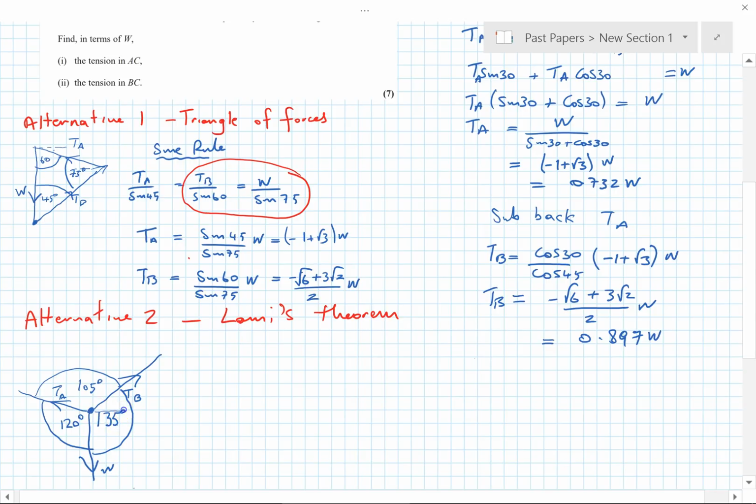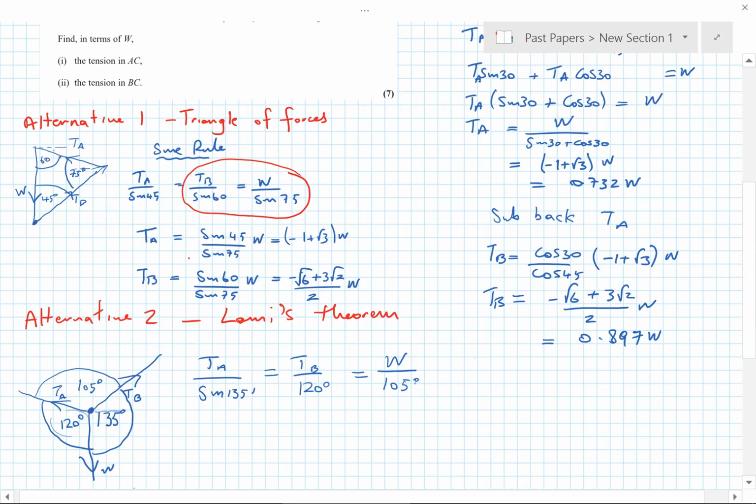So in other words, we've got TA over sine 135 degrees, because the 135 is opposite, it's not next to the TA, it's the one opposite on the other side, is equal to TB over, the angle opposite there is the 120 degrees, equals W, and the angle opposite the W is 105. That always works with free forces as well.